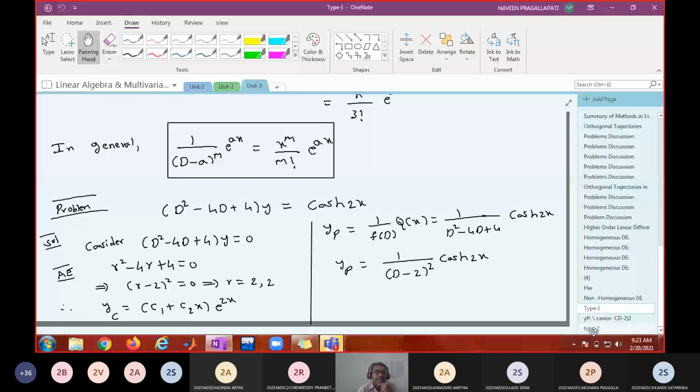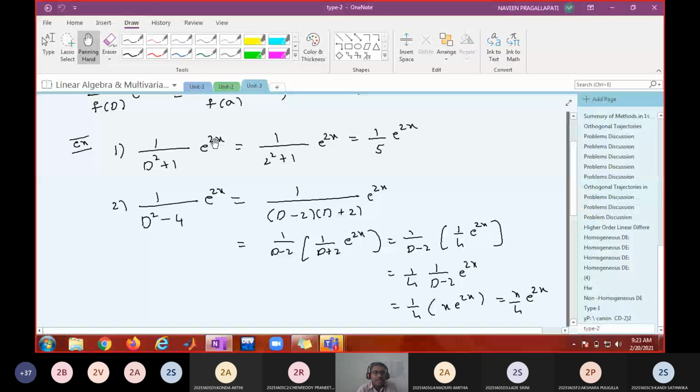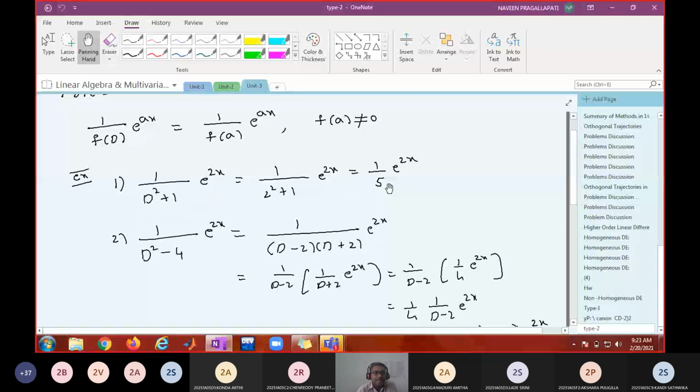Type 2 is about 1 by f(D) e^(ax) equal to 1 by f(a) e^(ax). As long as f(a) is non-zero, you can always apply this formula. And we have seen some examples of it also. So whenever you have an exponential function, substitute that a here. So if it is non-zero, then this is going to be the answer.